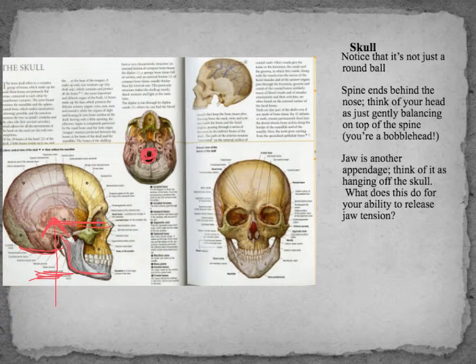That's a view from below. So think of your skull as just balancing on the top of your spine, kind of like a bobblehead in a car, right? The other thing is I want you to think of the jaw as being just another appendage. It just hangs off of the skull. Okay? If you think of it as being another appendage, then that allows you the chance to think about the jaw as not being completely cemented into the skull.